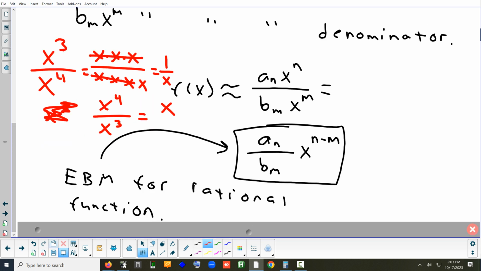Okay, and that's the end behavior model for a rational function. All right, we'll try another one of those. And then I'll tell you, what does the EBM really do for you? I'll tell you what it does.